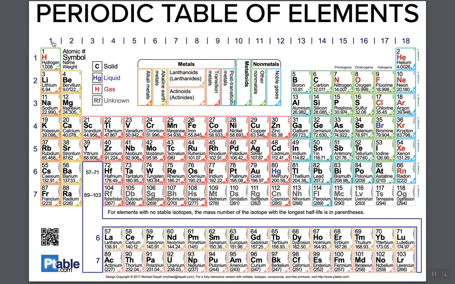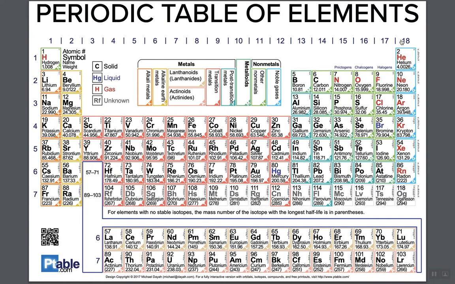And know that those columns have elements that have similar chemical properties. The reason for that is because of the electron arrangement. So we also number these top columns or groups 1A, 2A, and then we skip across here 3A, 4A, 5A, 6A, 7A, and 8A. And the reason we do that is because that number 1, 2, 3, 4, 5 indicates the number of valence electrons that those elements have.